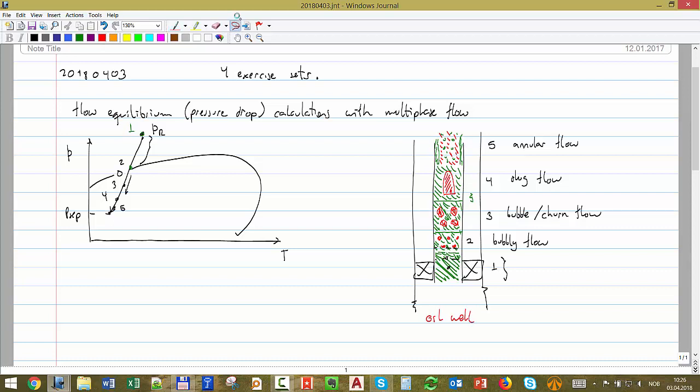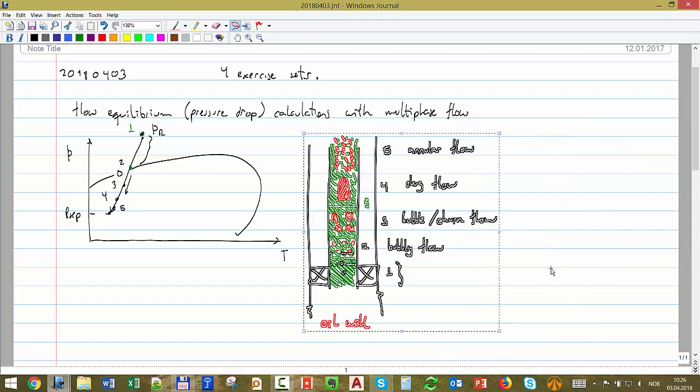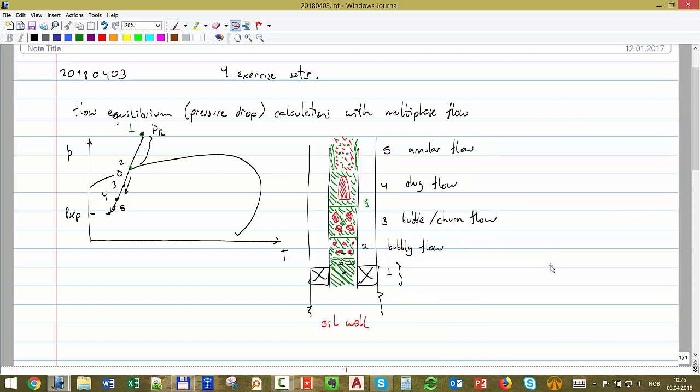Okay, but you can also have it for a gas well. Exactly the same thing. But for gas, it's not exactly the same diagram. Remember, we usually come from here and we go down here. Maybe that will be again P separator. Gas well.